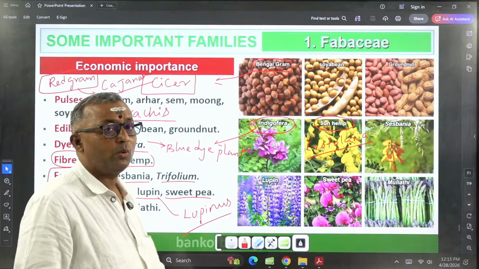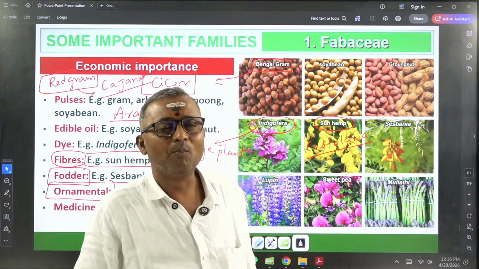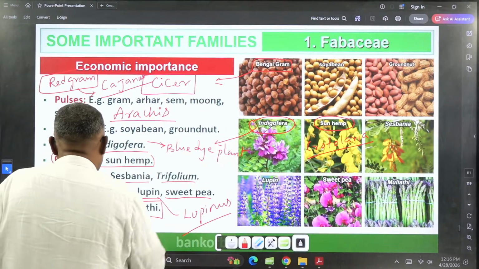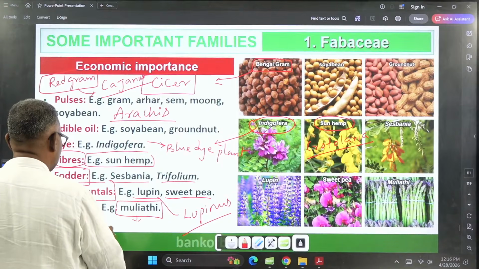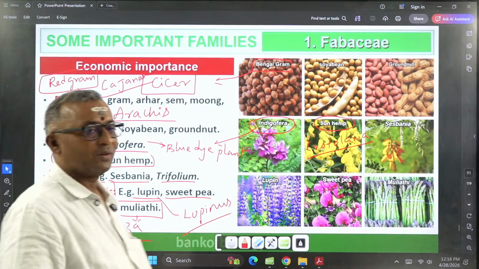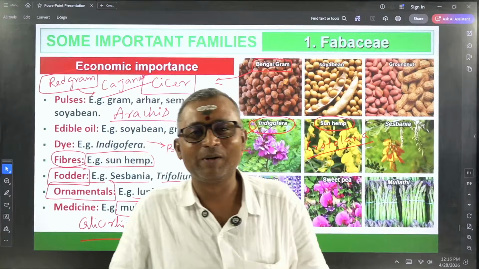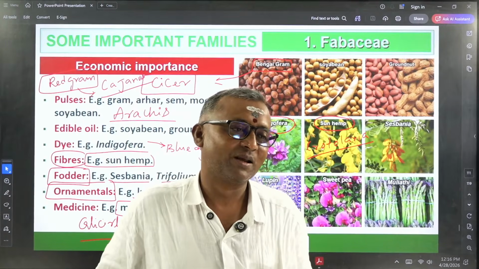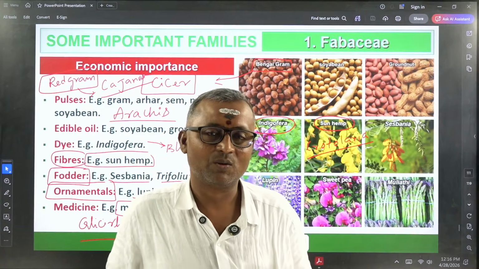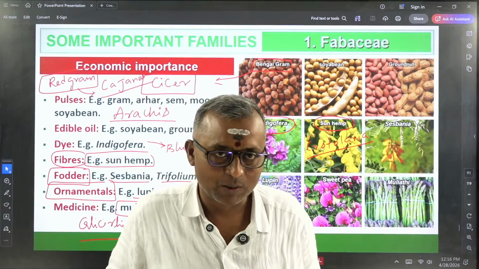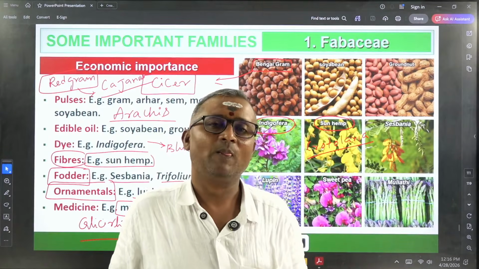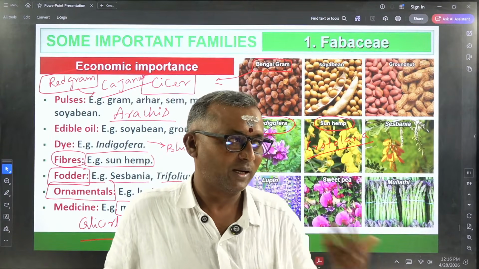Then there is also a medicinal plant, that is Mulethi. Mulethi is a Hindi word, and its scientific name is Glycyrrhiza. So I think now you may be getting some confusion remembering all these names, right? There is a method to remember these names. In your offline classes, this methodology will be taught. Once you come for the offline classes, then we'll teach you how to remember and how to practice them.